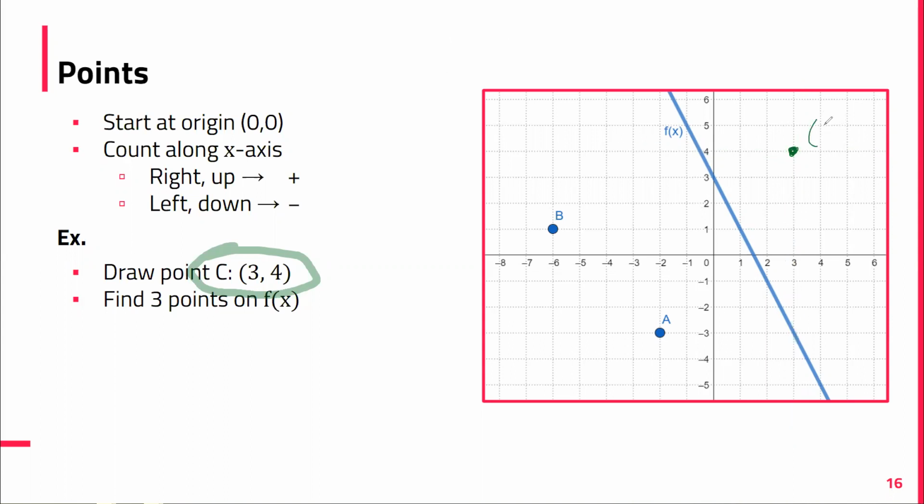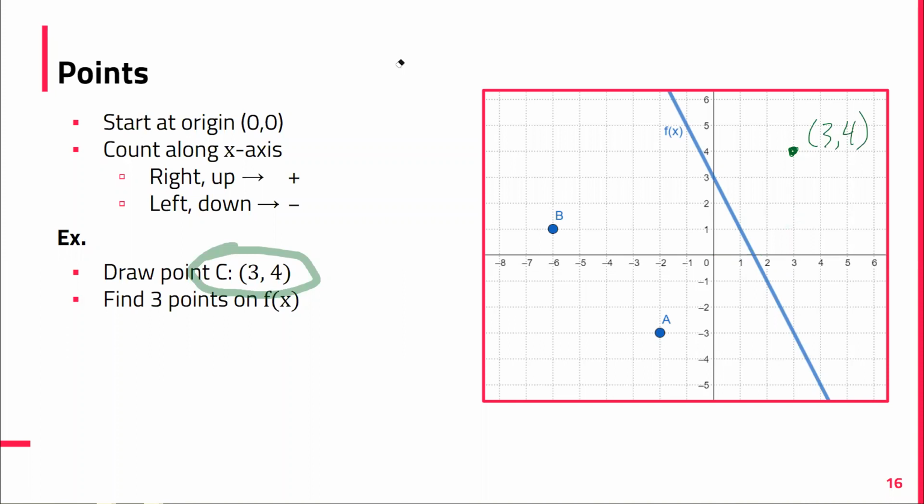So this is 3, 4, or again, just counting. If we have a 3, it's positive. We're going to the right 1, 2, 3 steps, and then going up, so 1, 2, 3, 4 steps, and there's our point. All right, I think, again, most people were okay with this, but let's just make sure.